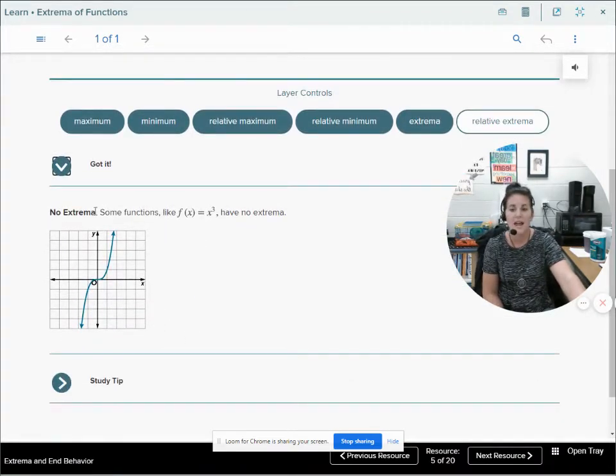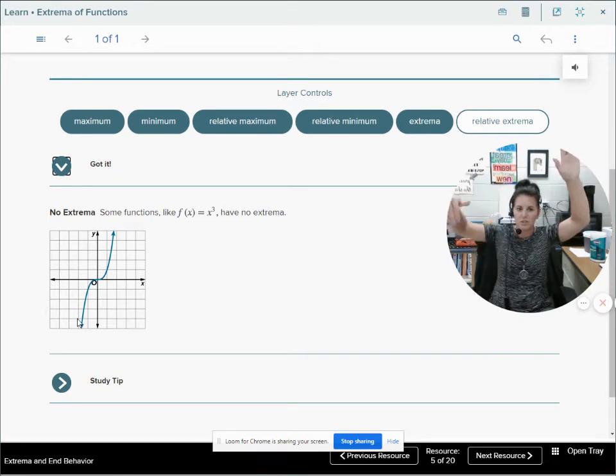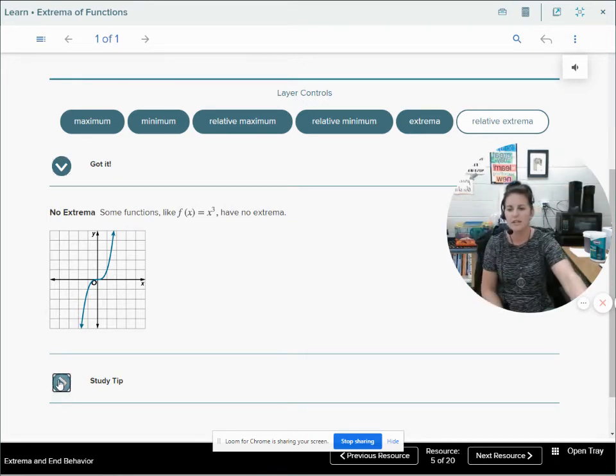Sometimes we will not have any extrema. There is no extrema here. There's no point that's considered to be a really low point on the graph or considered to be a really high point because it's going up forever in one direction. It's going down forever in the other.